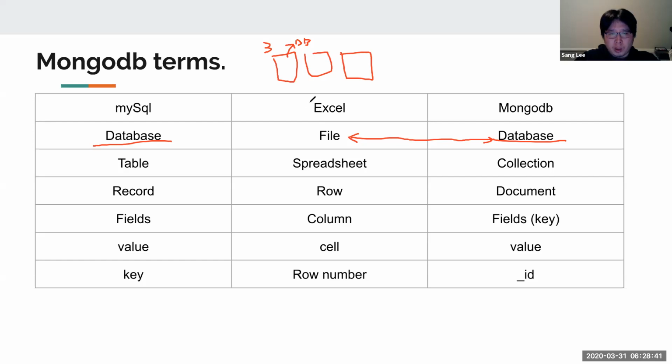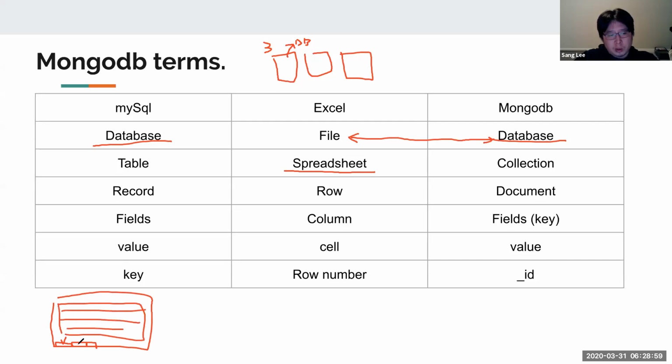And remember, one Excel file can have multiple spreadsheets, right? If you open Excel, on the bottom you have a tab for each spreadsheet, and if you click it, it's going to open that particular table, that particular grid. So these are multiple spreadsheets, but in MySQL, this is called a table. In MongoDB, it's called a collection.